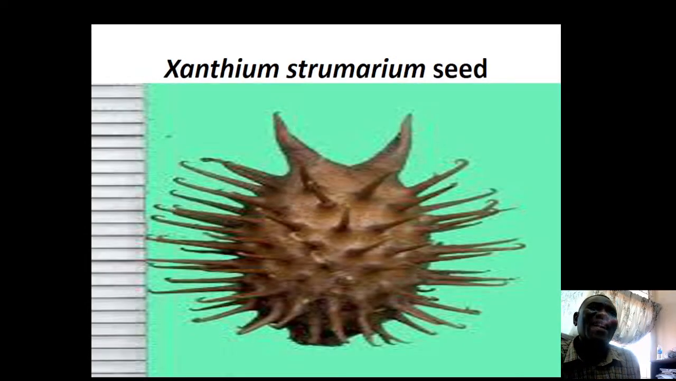Xanthium strumarium seed, this is what it looks like. It has those hooks, and it can easily get attached to the animal skin. Because it has some thorns, I think it causes some irritation. The animal will try to remove it, and during the process, the seed is dispersed.